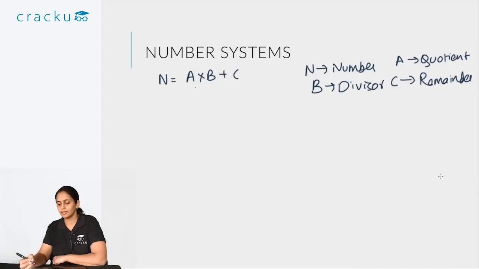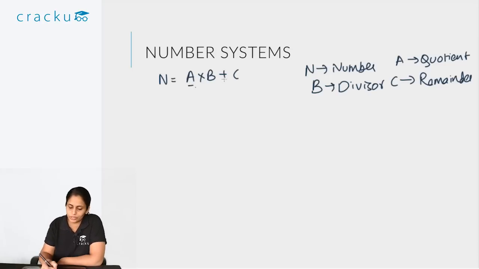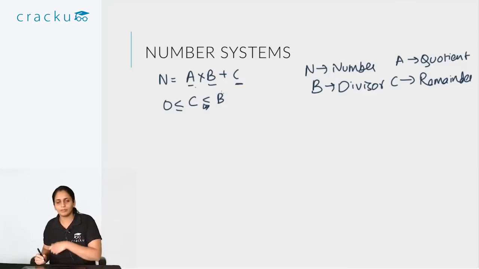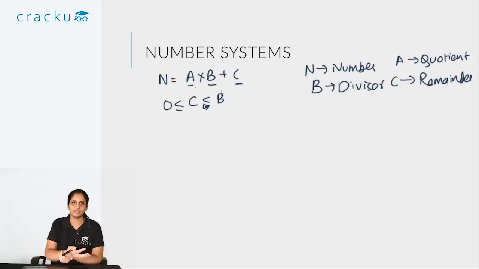Essentially, whenever we are given a number and a divisor, we can express the number as n equals a into b plus c. Here a is the quotient, b is the divisor and c is the remainder. In this case c will be greater than or equal to 0 and less than b. When the remainder is 0, that means the number is perfectly divisible by the divisor. And it should be less than b, because if it were equal to b, you could have added one more to the quotient and made a perfectly divisible number. So the remainder varies essentially from 0 to b minus 1.